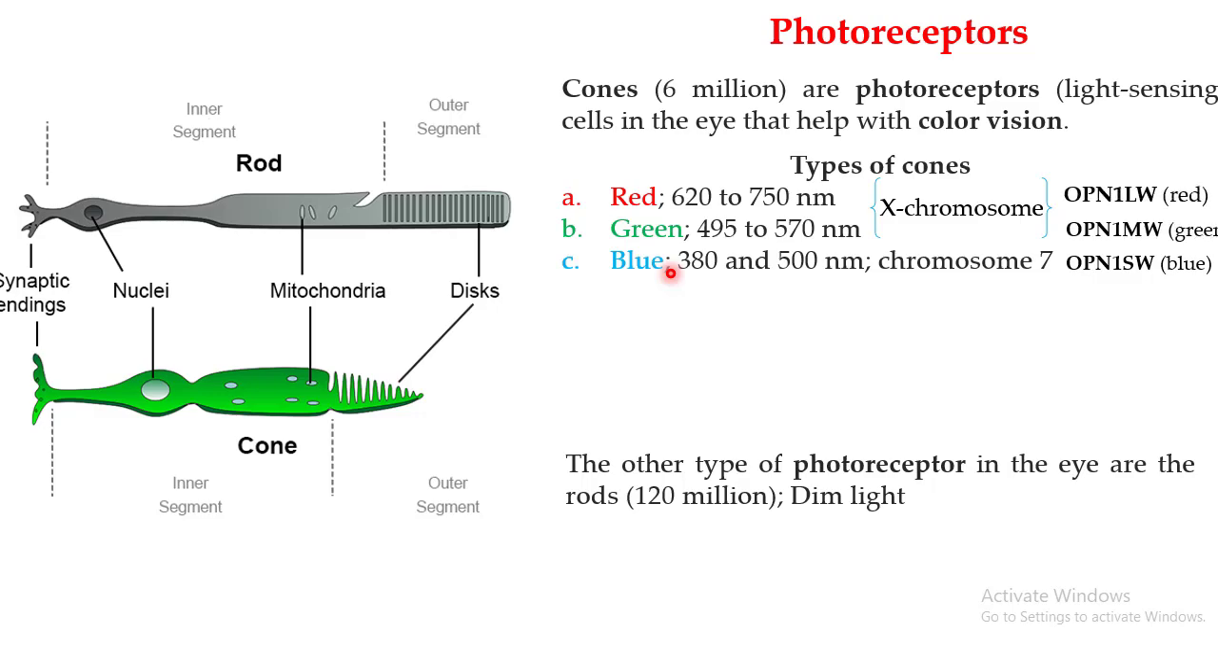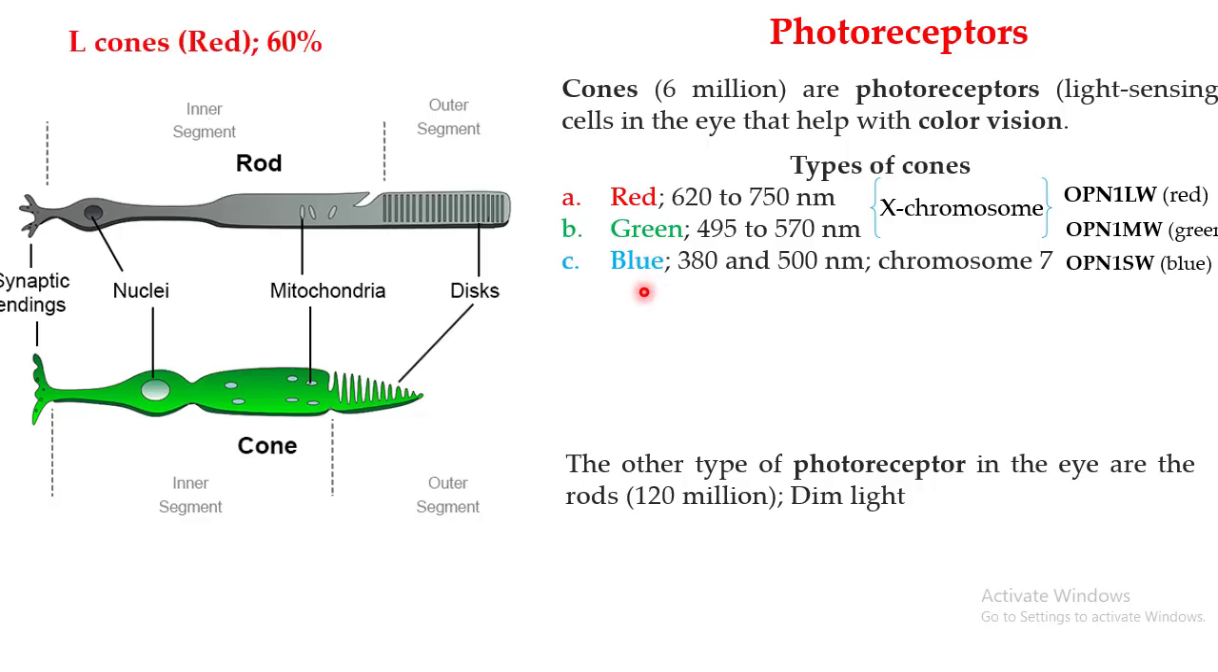Now the third one is red, and that gene is known as OPN1LW. This L is for long, and this W is for wavelength. As you can see, the wavelength responsible for detecting red light is the largest among these genes.